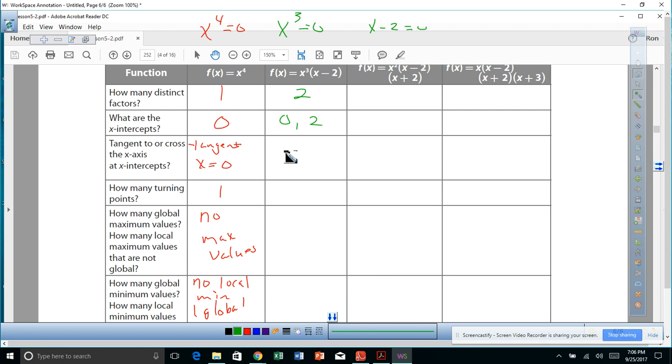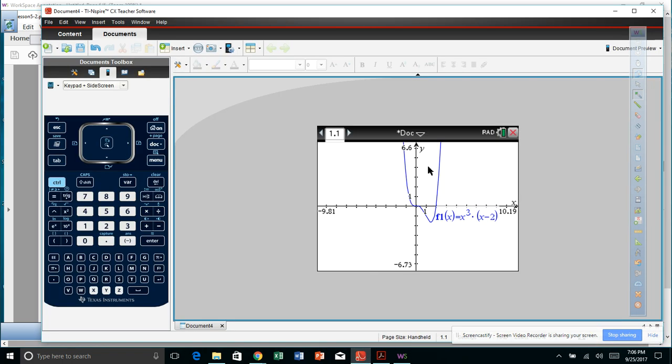Tangent or cross the x-axis at intersect. Crosses at both. Okay. How many turning points? Let's see. 1, 2. Looks like it's got 2 turning points.